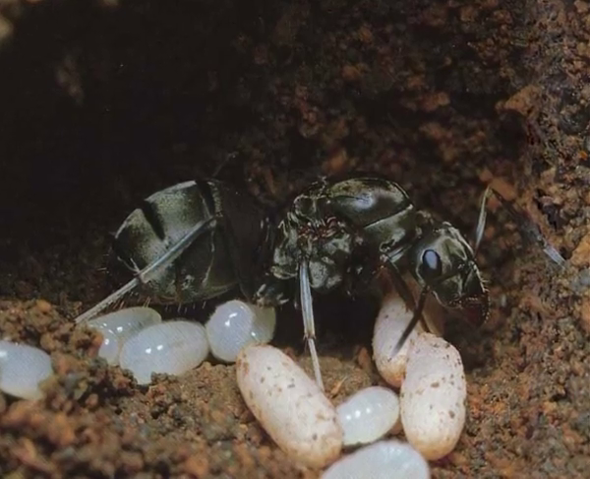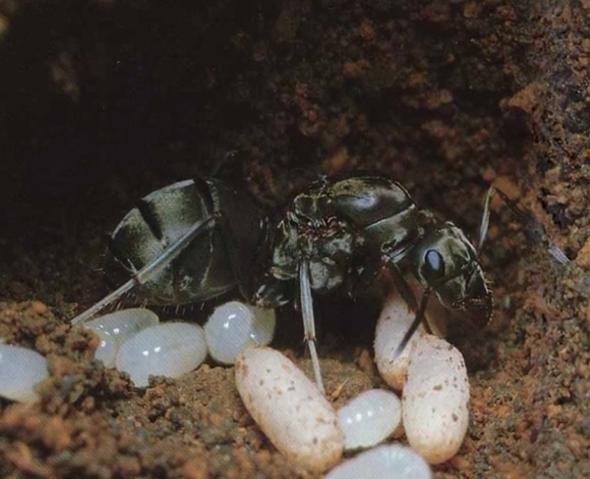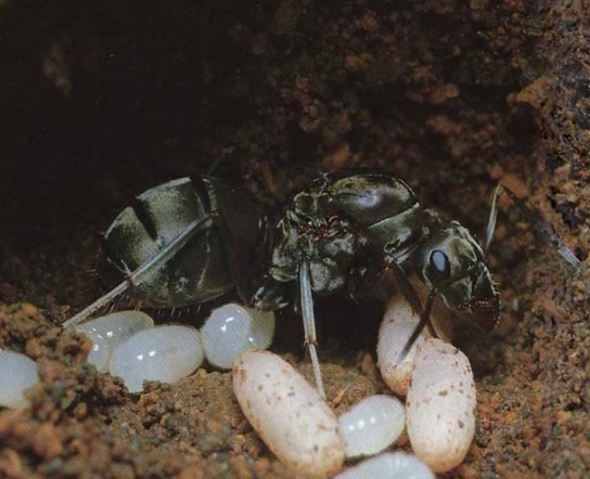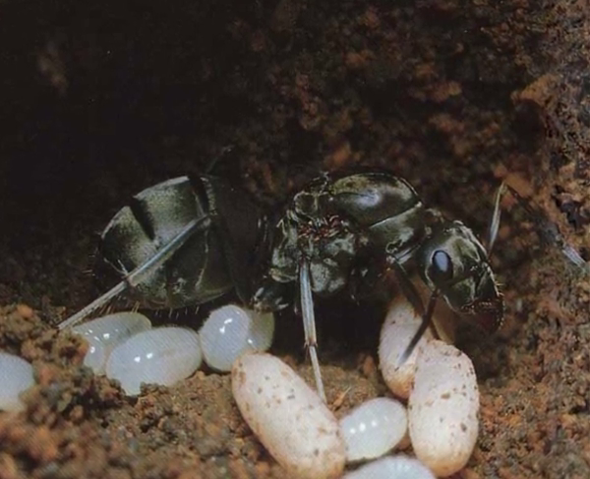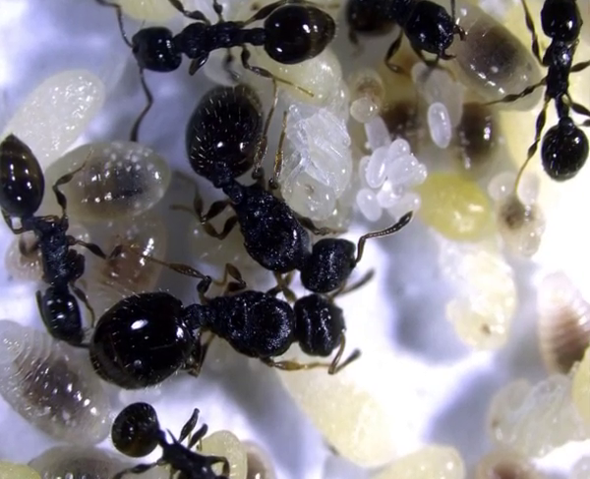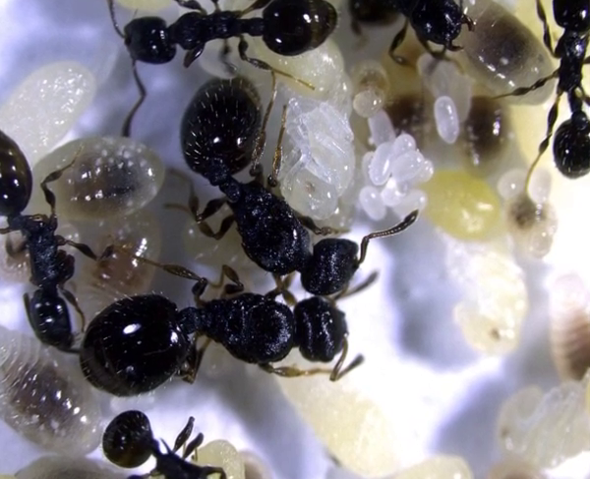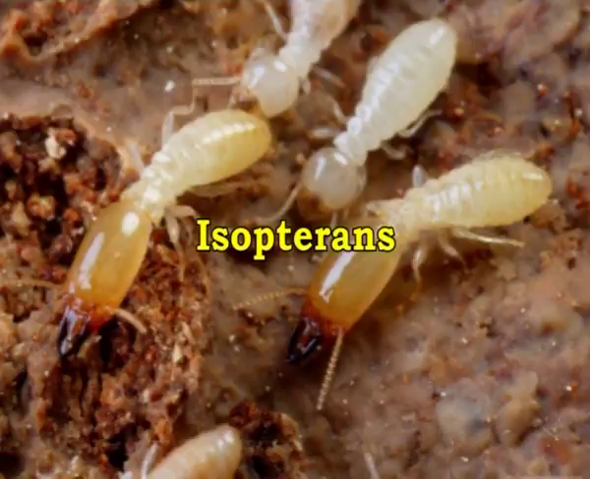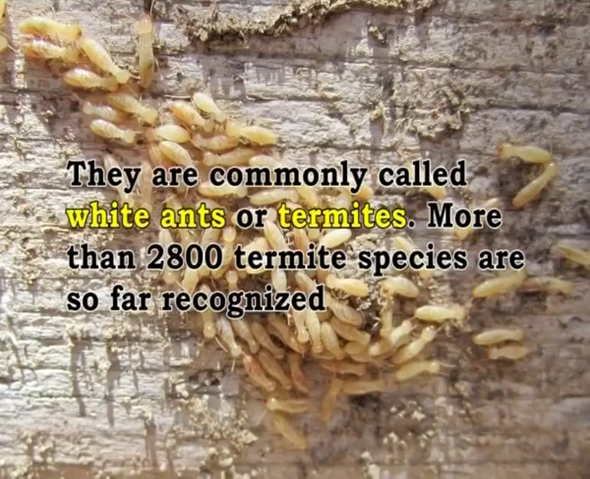After mating, males die. Females lose their wings and seek suitable place for nesting and start egg laying, that is oviposition. Hatched larvae are fed saliva from queen. Fully grown larvae then pupate and it is naked. Isopterans. Isopterans are unique among social insects, live in most advanced societies. They are commonly called white ants or termites.